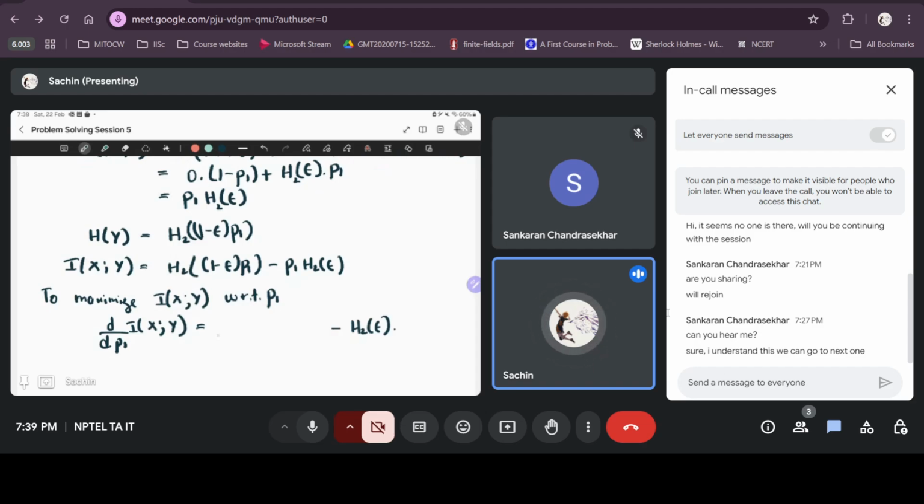H2 of 1 minus epsilon p1 is just the binary entropy function with parameter 1 minus epsilon times p1. You differentiate that with p1, and you should get 1 minus epsilon times log of 1 minus epsilon p1 divided by 1 minus epsilon times p1. So this entire thing is in the log.